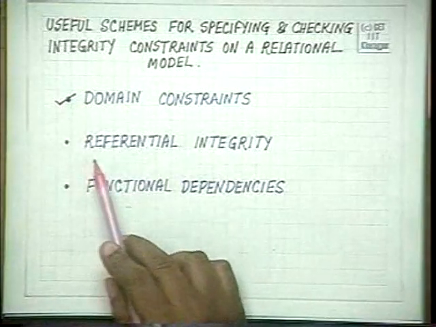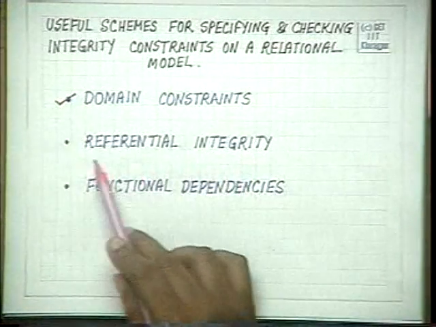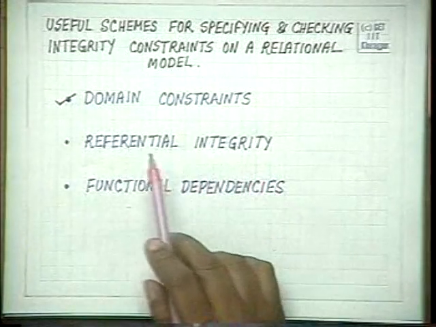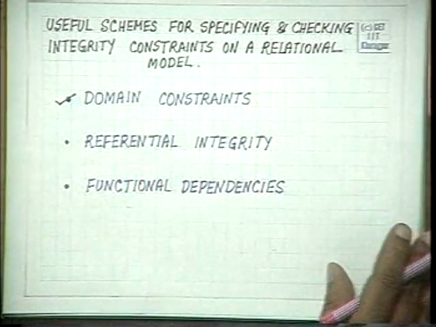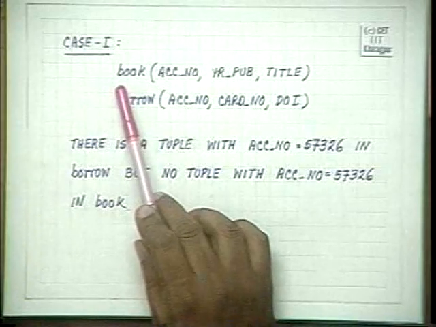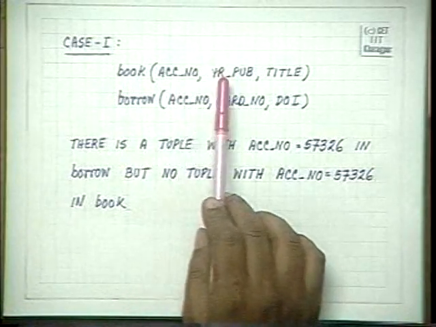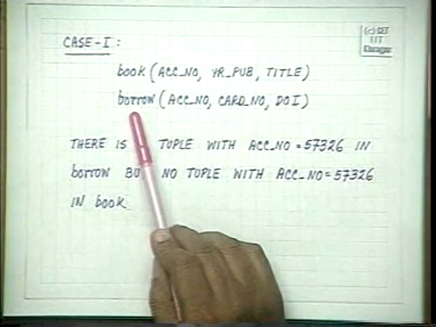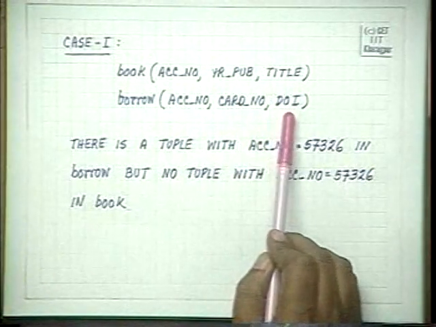The next topic, and a very important and crucial conceptual idea of specifying constraints, are the referential integrity constraints. We will pick up two cases to highlight the problems that can occur if referential integrity constraints are not taken into account. The first case, case 1. Let us see, the book relation has got accession number, year of publication and title. The borrow relation has got accession number, card number and date of issue.